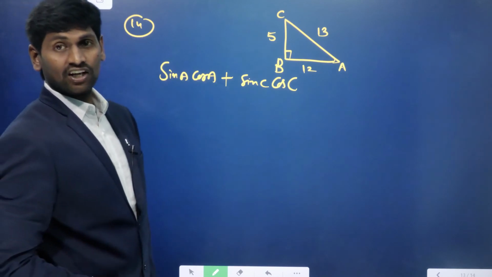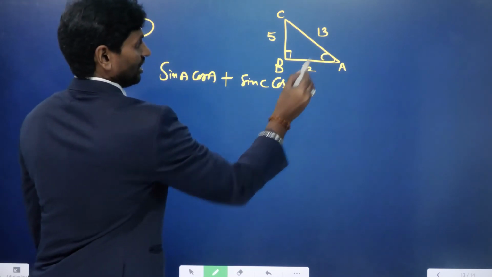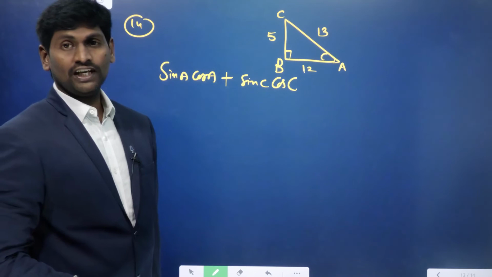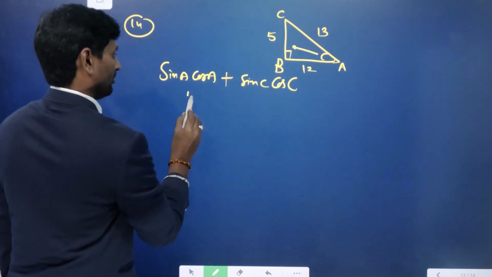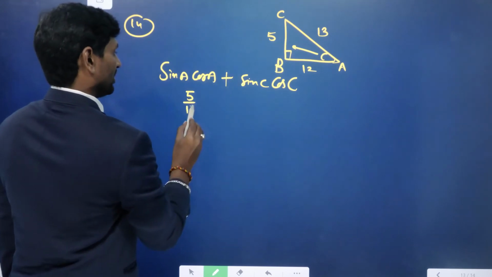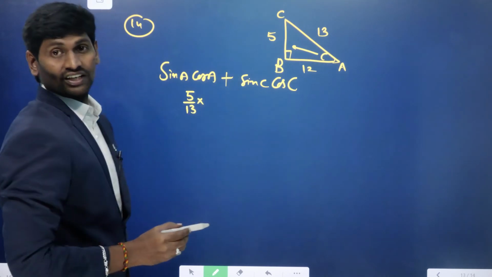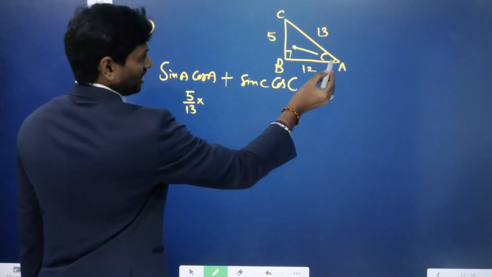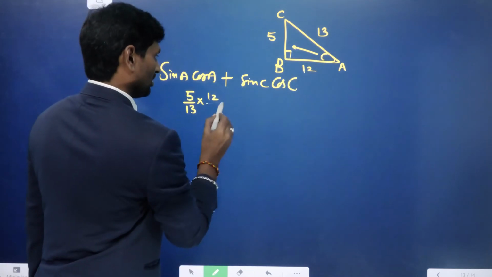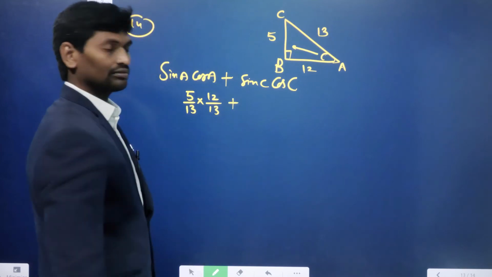Sin A, according to A, the sin ratio is opposite side by hypotenuse. Opposite means, according to A, 5. So 5 by hypotenuse, which is 13, into cos A. According to A, the cos ratio is adjacent by hypotenuse. Adjacent is 12, and hypotenuse is 13 as it is.